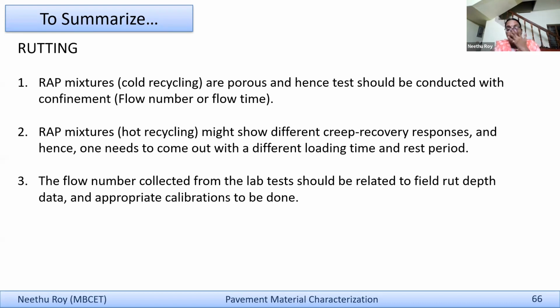Then, what I've shown you is this laboratory data that you collect in terms of flow number. Now, how does it correlate to the rut depth in the field is something that has to be investigated. So it is necessary that you keep on collecting information, whether from a field test, an actual pavement, a test track, or an accelerated loading facility, that can be correlated to this flow number value.